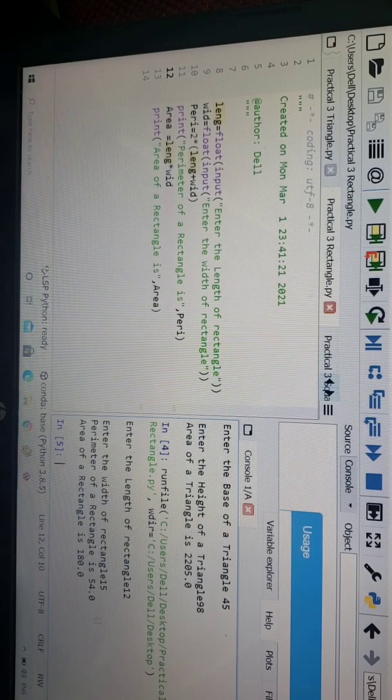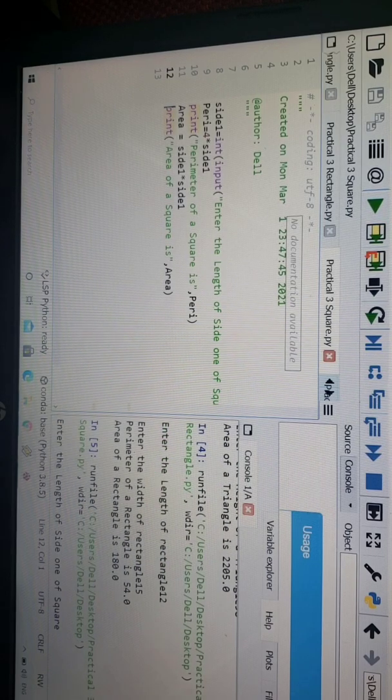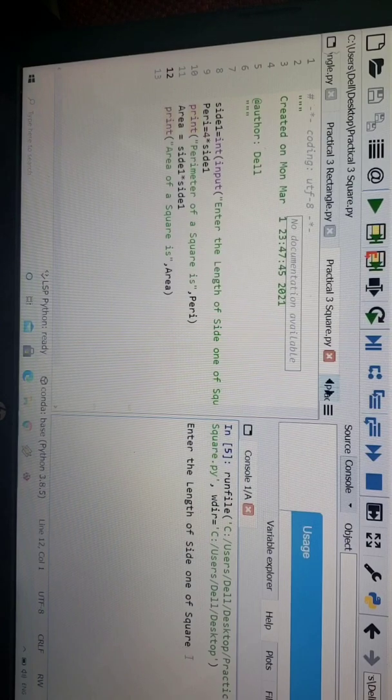Next we have is square. For square, we know the formula. First we need to enter the side of the square. Any one side we can take of a square, because you know all sides of a square are equal. 4 into side, this is the formula of perimeter, and for area we know that it is side square. Okay. Directly we can see its output. So here I am entering the length of one side of the square. So perimeter and area, according to that it is calculating.